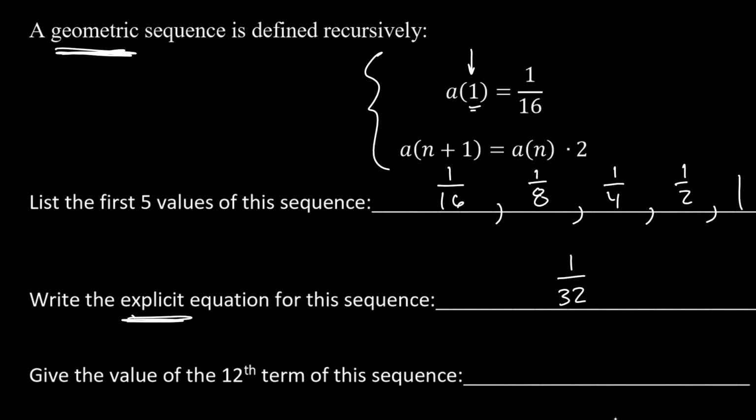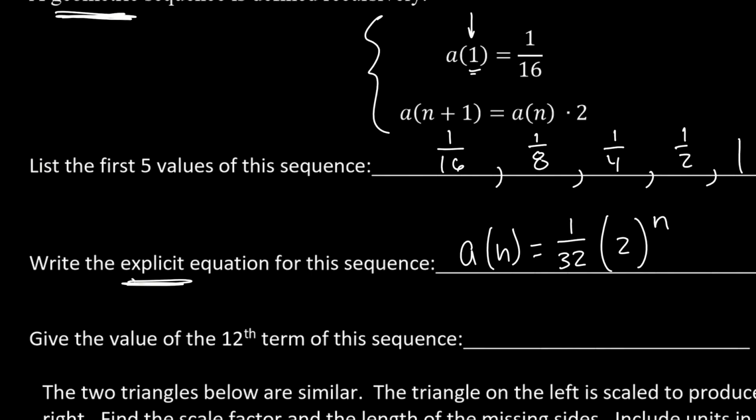And I'm going to write this as, I guess I'll use t of n. Well, I used a of n up above, so a of n is going to equal 1/32 times 2 raised to the nth power. So this is showing every single time I want to move forward in this sequence, I'm going to multiply by another number 2. And when I put in 1, I get 1/32 times 2, which gives me exactly 1/16.